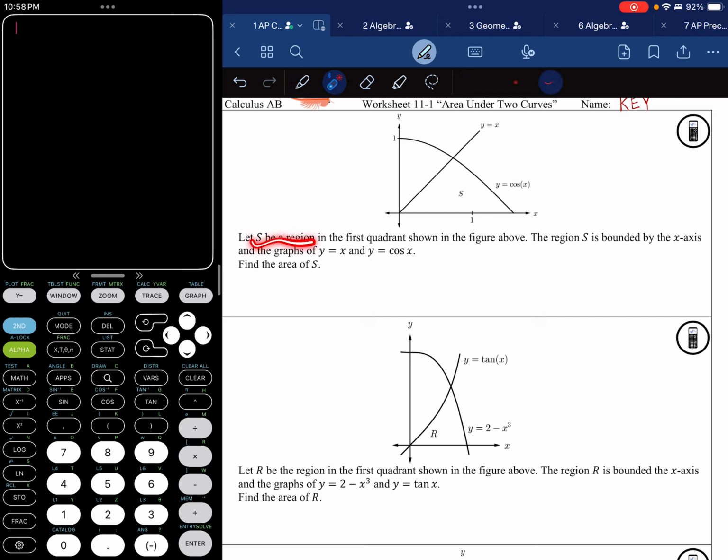I don't really read all of this stuff for this homework, but if you're ever confused which area you're trying to find, was I trying to find that one or that one, maybe you do need to read, but it's pretty clear. Find the area of S, so I'm going to stop explaining that and go.